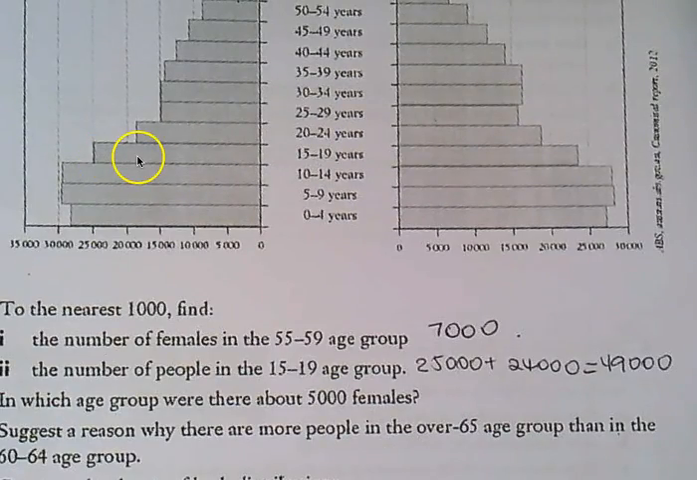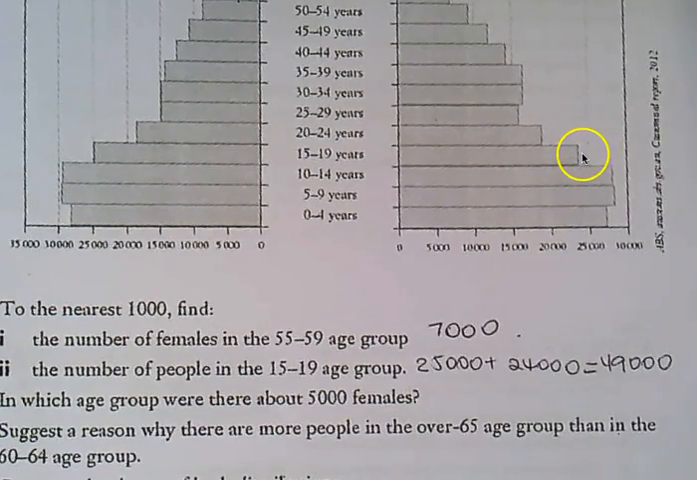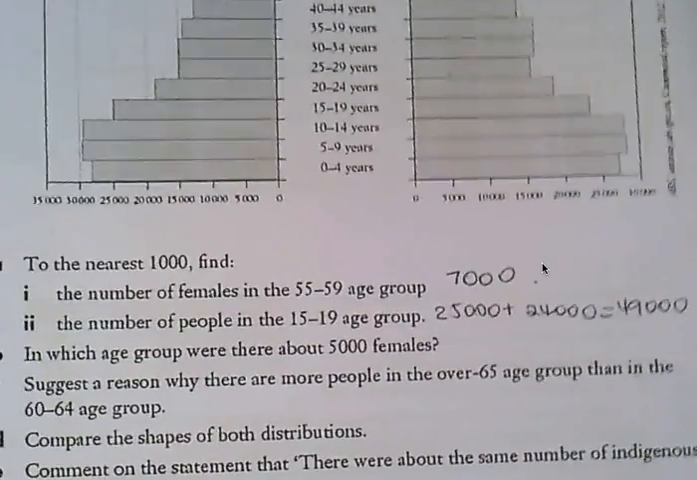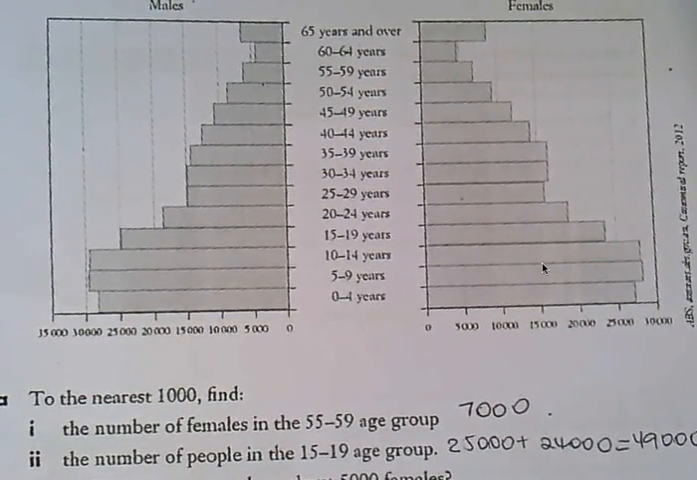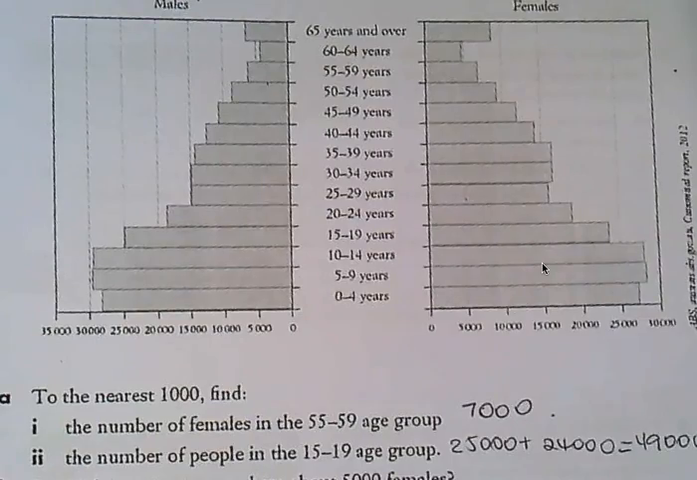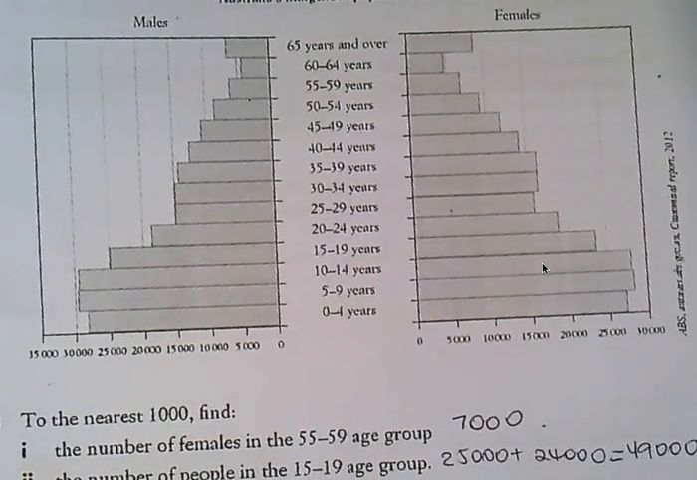Number of people in the 15 to 19 age group, you've got to add the females and the males. So the males is 25,000 and over here the females look like about 24,000, okay? And then that's 49,000. In which age group were there about 5,000 females? Which one are you going to go for? In which age group were there about 5,000 females, isn't it?